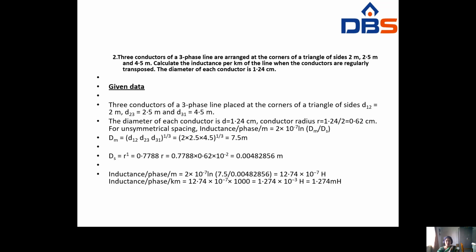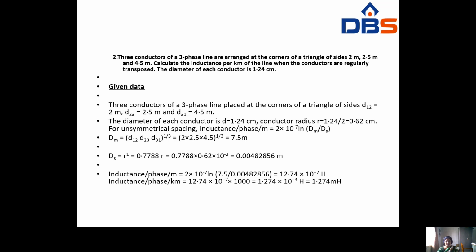Whenever you have to divide these two terms and take the logarithm of this term, finally you can get 12.74 into 10 to the power of minus 7 henries. This is the inductance per phase per meter. But in the given problem you are asking per kilometer, so you have to calculate the inductance per kilometer. That's why you have to convert this value into kilometers.